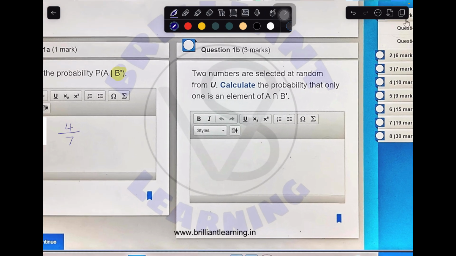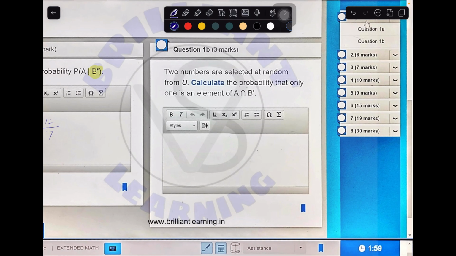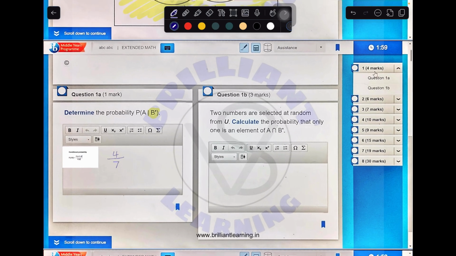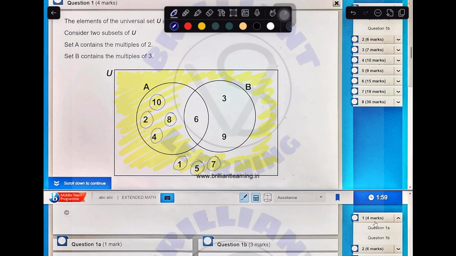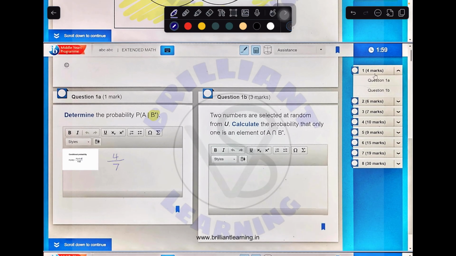Okay, so moving on to question B. Two numbers are selected at random from U. Calculate the probability that only one is an element of A intersection B prime. There's a couple of different ways to do this. I'm going to think about this like a tree diagram, first pick, second pick. My first pick, in terms of total elements, there are 10 total elements, so 10 available. So first probability is out of 10. If I pick the first time one element from A and B prime, I would be picking from 4 options out of 10.